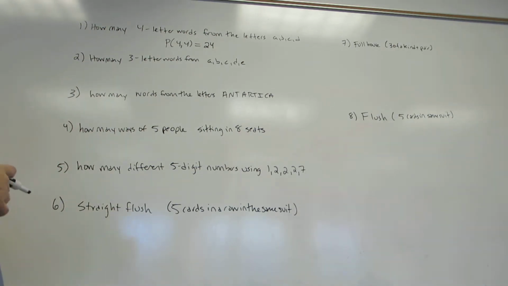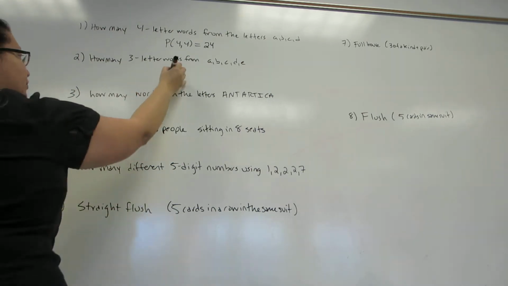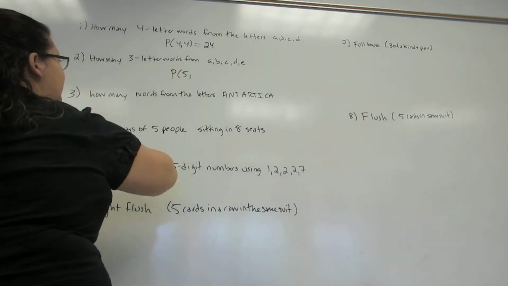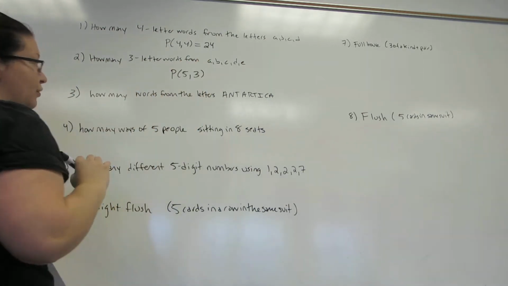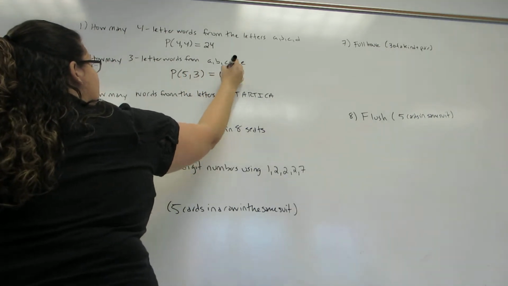How many three-letter words using the first 5 letters of the alphabet? Again, we're doing a permutation. I have 5 letters to choose from. This time I only want 3 of them. And 5 perm 3 is 60.